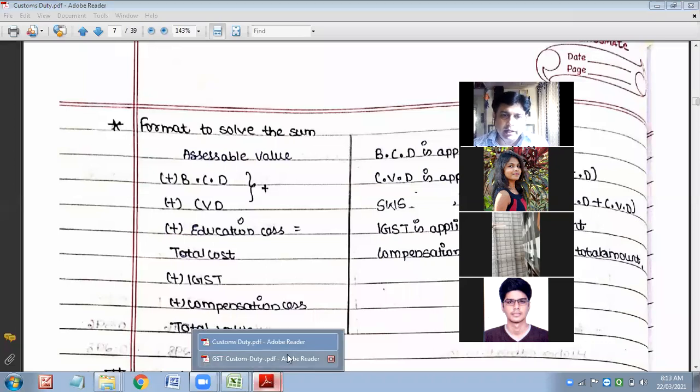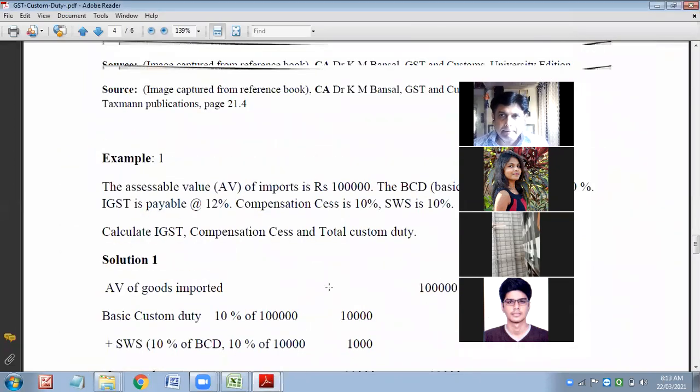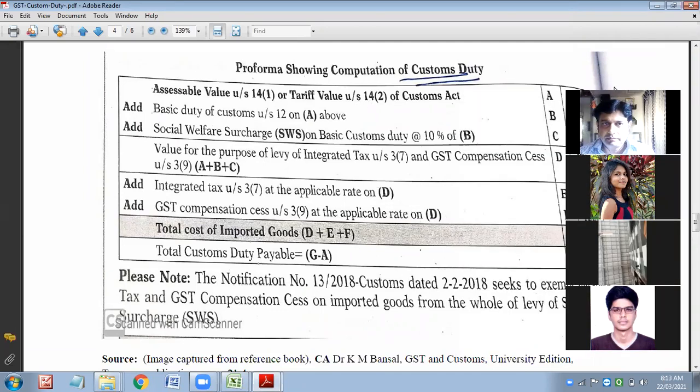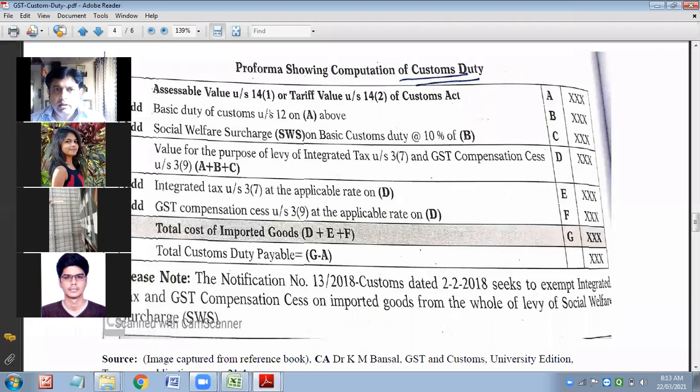It has also been explained here with an example. Whatever the assessable value we have under section 14, or tariff value under section 42 of any product, on that we have to add the basic custom duty. Under section 12A we have to add SWS. SWS will be charged on V. V means what? Basic custom duty. Whatever the custom duty we will get, on that we are going to charge social welfare surcharge.